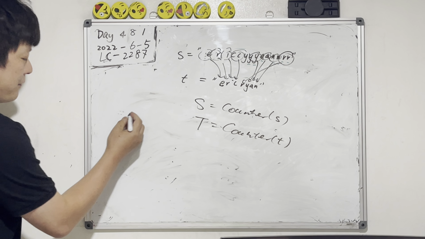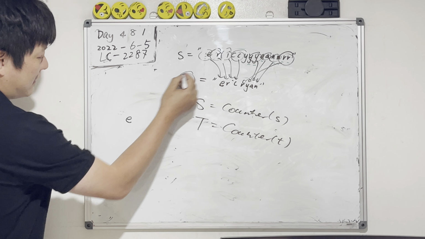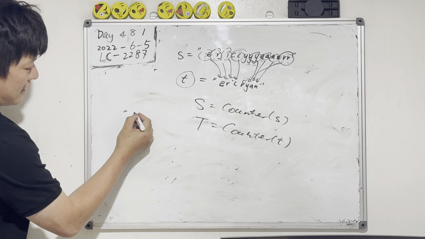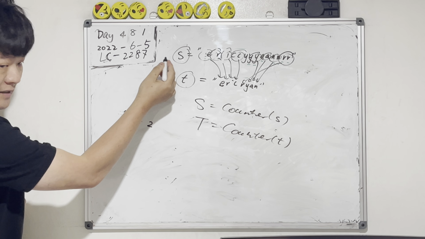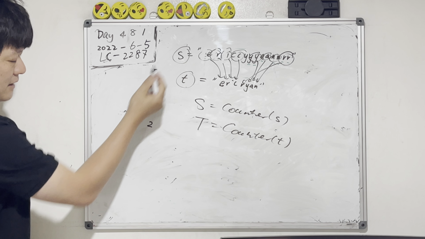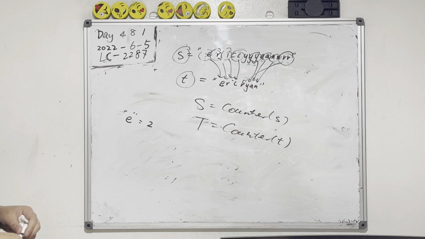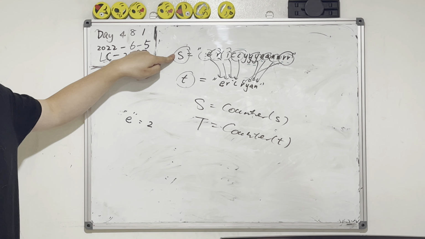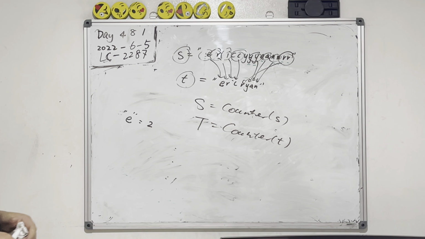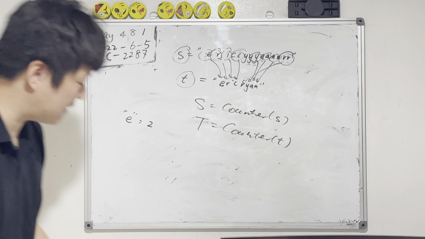So for example, if in T the letter E has 2 times, and in S, listen, in S... But what if the target's not in the string? That's a very good question. When the target letter is not in the string, we can't make any copy. That would be 0, right? That's a very good point.